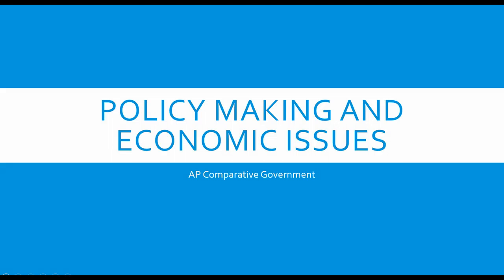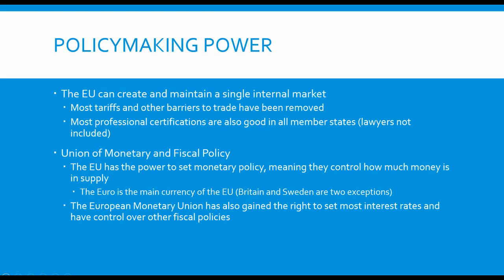As we finish our discussion on the European Union, what we're going to be looking at today is policy making and economic issues that exist within the Union. So when we look at policy making power, the EU can create and maintain a single internal market. That means that over a lot of the main economic concepts that exist within the European Union countries, the European Union at the top level has the ability to set a lot of policies that all countries have to follow.